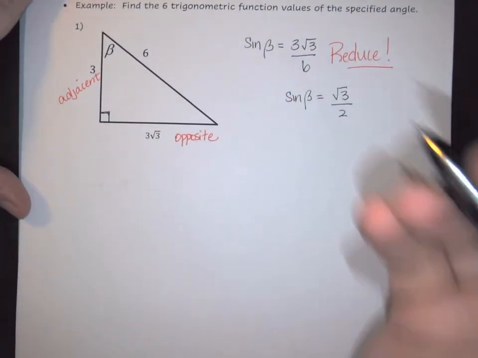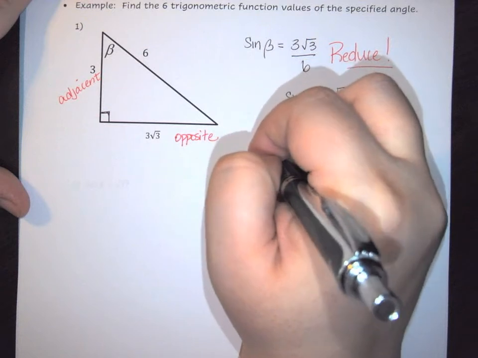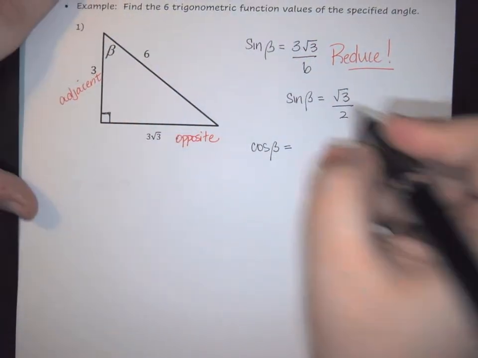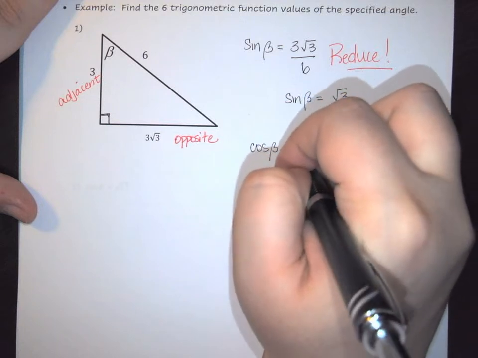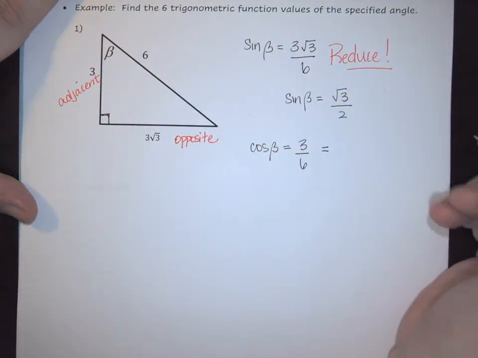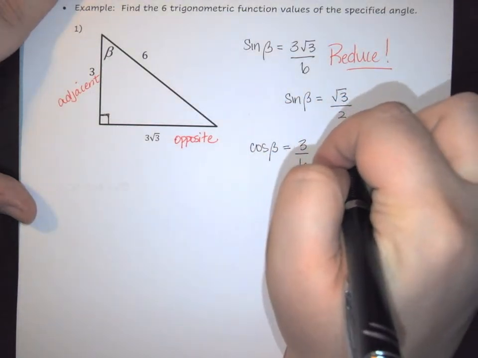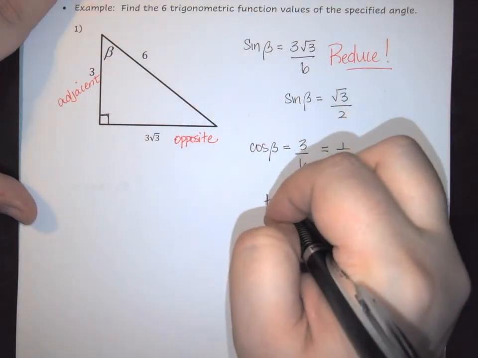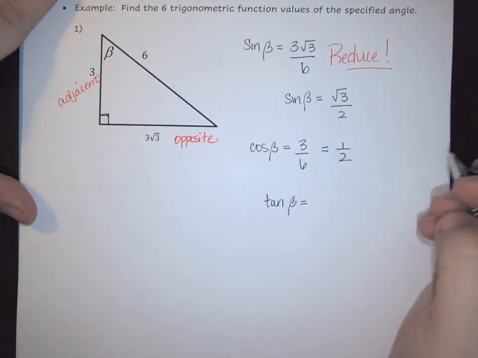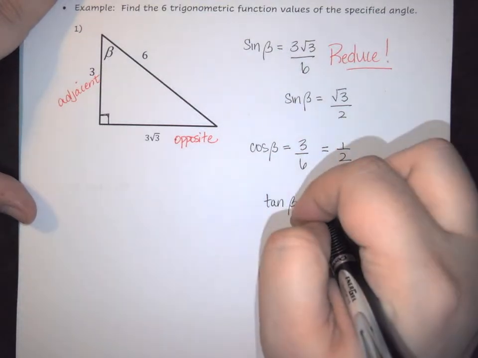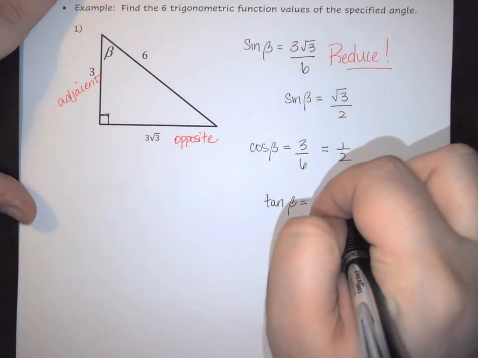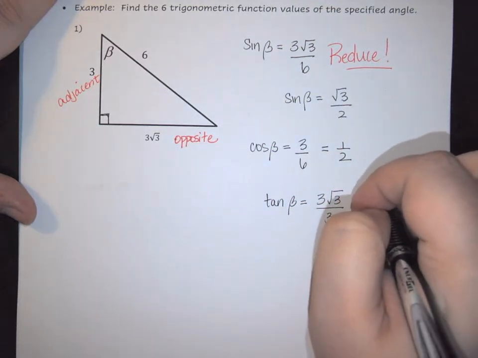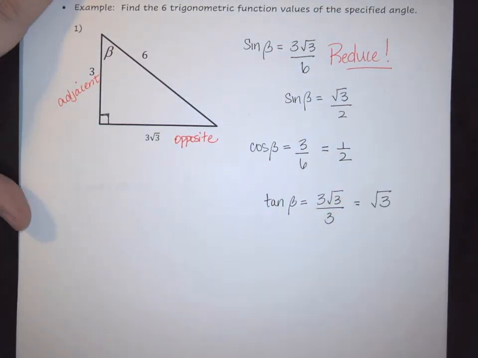Now let's look at the next one. We have the cosine of beta. So that's going to be adjacent over hypotenuse. So this is going to be 3 over 6, which again is going to reduce itself down to 1/2. Then we have the tangent of beta, which is going to be opposite over adjacent. So 3 square roots of 3 over 3, which is going to reduce itself to the square root of 3.